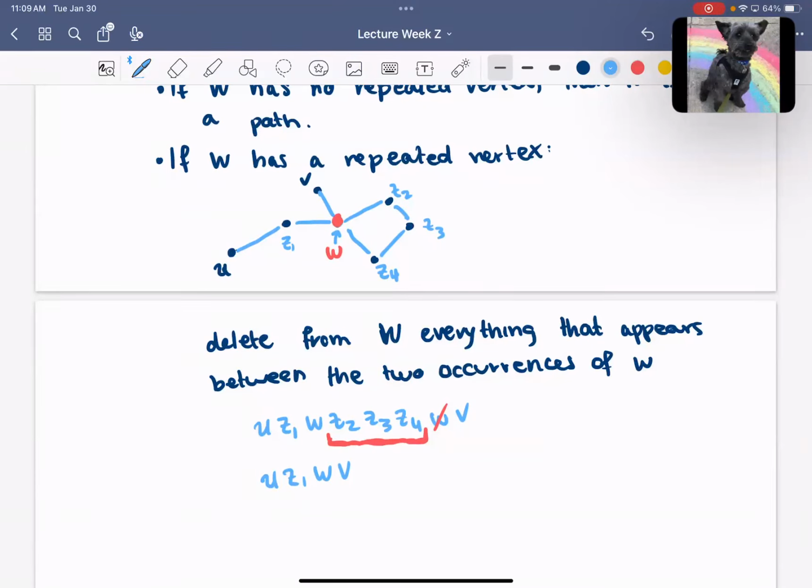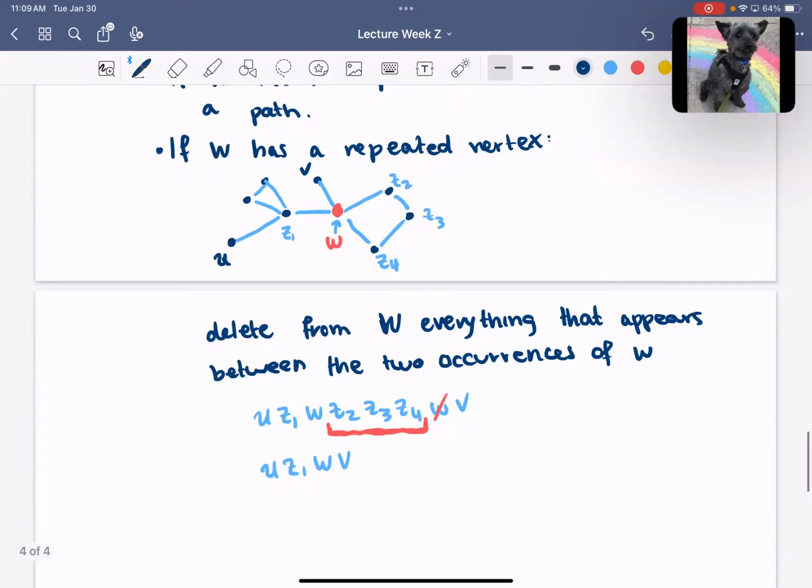Okay, so what has this left us with? This is now a shorter UV walk. So, okay, it could have been, in this case, it is a path already, but it could have been that there was another little detour over here or something like that, right? So this could just leave us with a walk and not a path. So this is a shorter UV walk, which is contained in W.